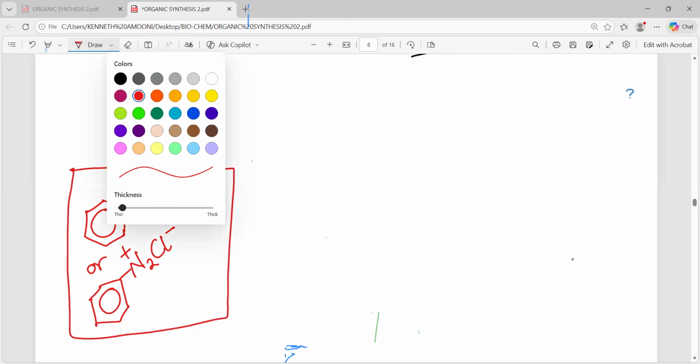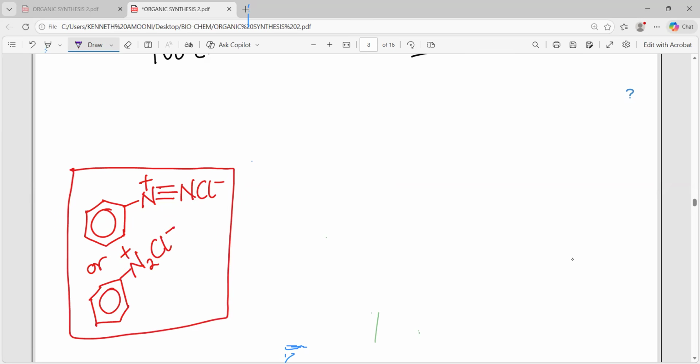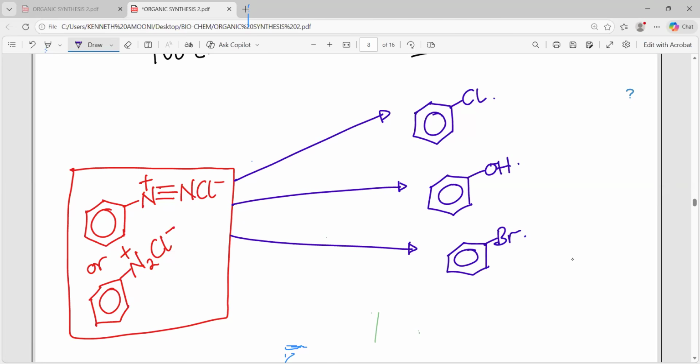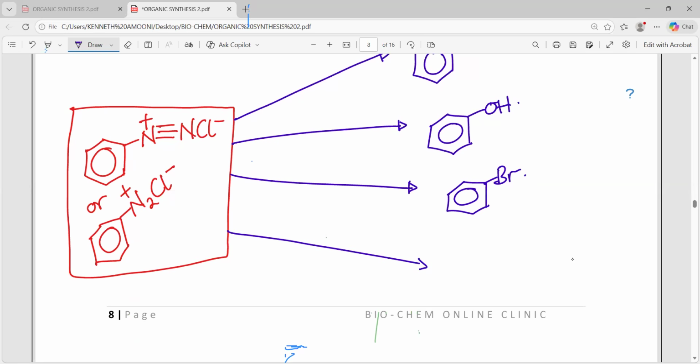Benzene diazonium chloride can be converted to chlorobenzene. Benzene diazonium chloride can be converted to phenol. Benzene diazonium chloride can be converted to bromobenzene. Benzene diazonium chloride can be converted to iodobenzene.